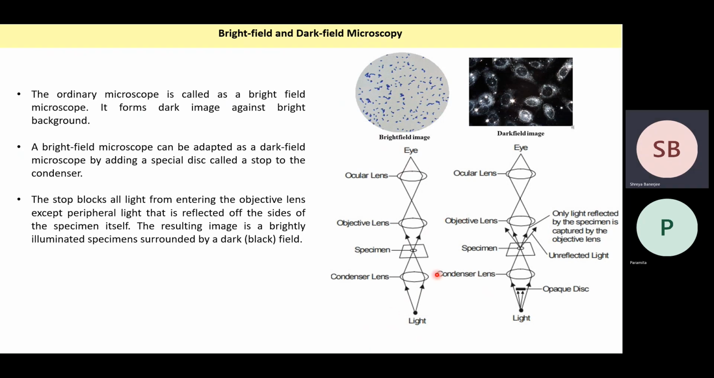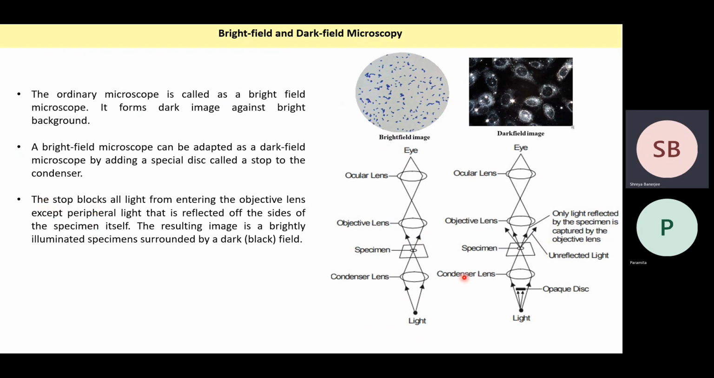This setup can be modified by adding an opaque disc called a stop before the condenser lens. So what this will do is that only light reflected by the specimen is captured by the objective lens. What this opaque disc does is block the light from everywhere except where there is the specimen. So the image from the dark field microscope will have a dark background, and wherever the cells are, there will be a spot of light.